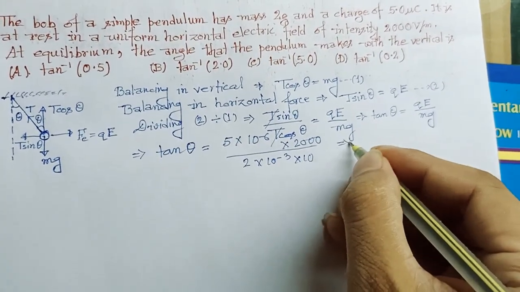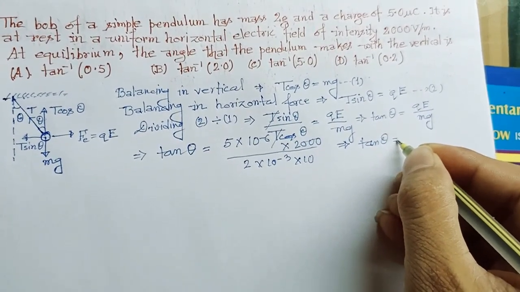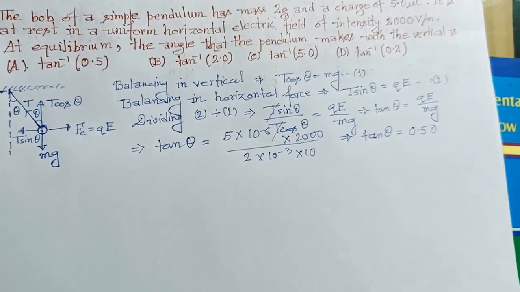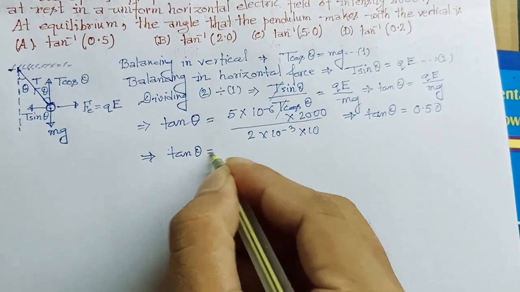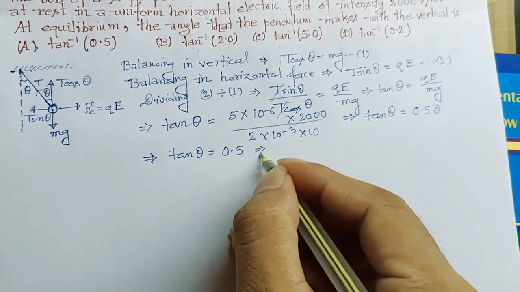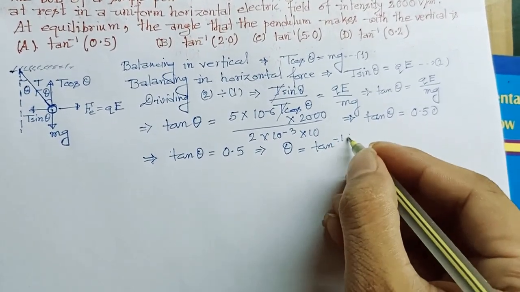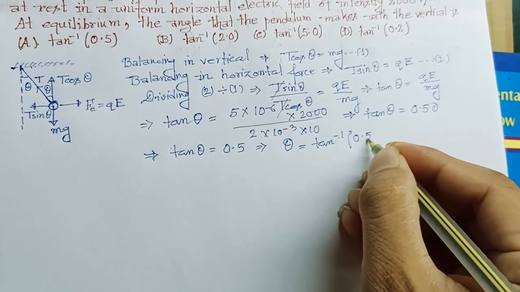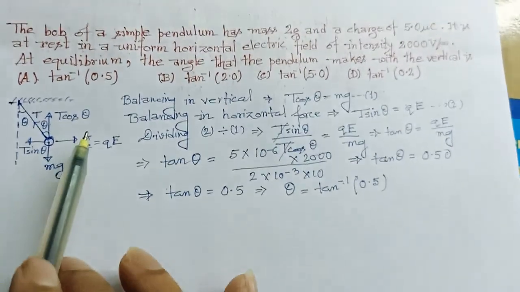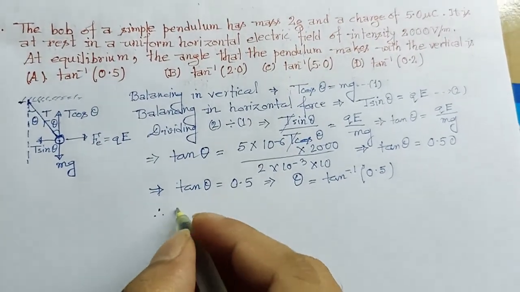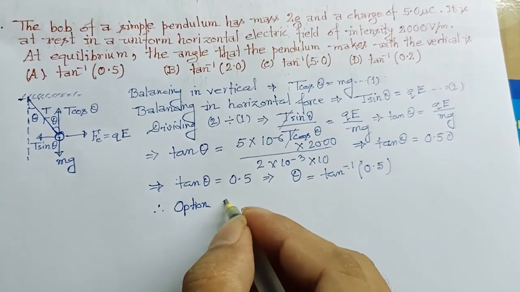So the value of tan theta will be equal to 0.50. Now the value of tan theta is equal to 0.5, so we can write theta equal to tan inverse 0.5. So our answer, option A, is the correct option. So option A is correct.